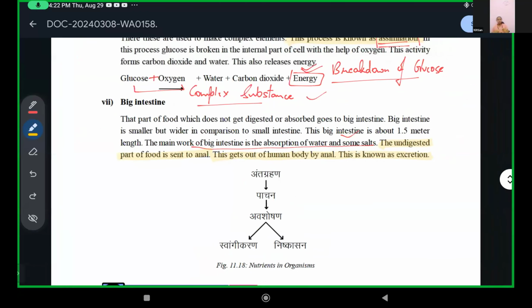So it ends with the excretion process. This is the digestion process and it has ended, and the chapter has also ended with the digestion process. So it was a short chapter.